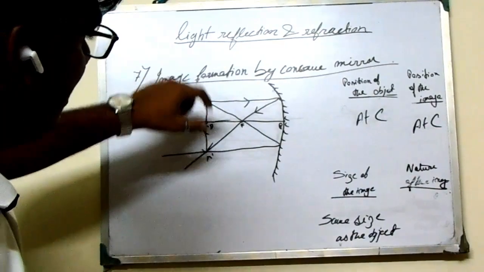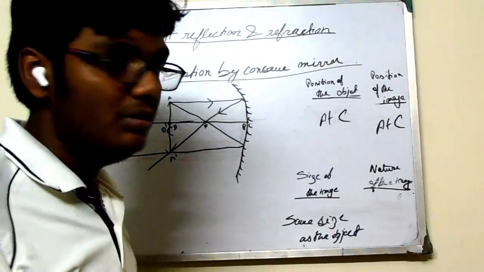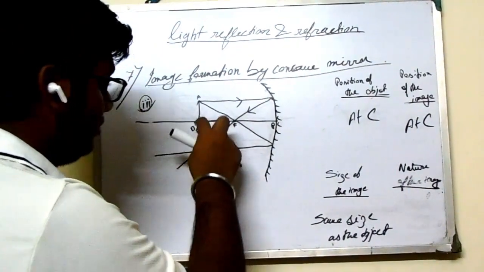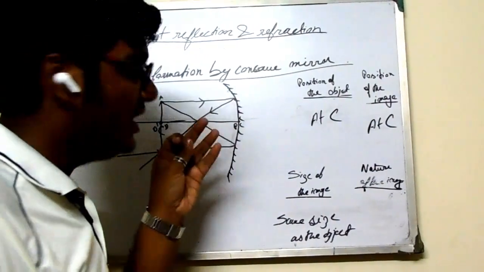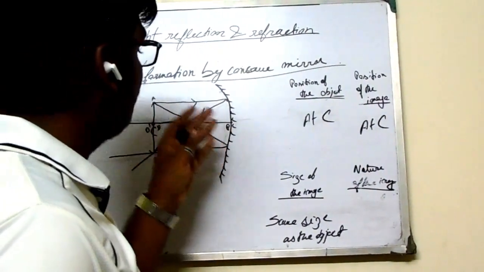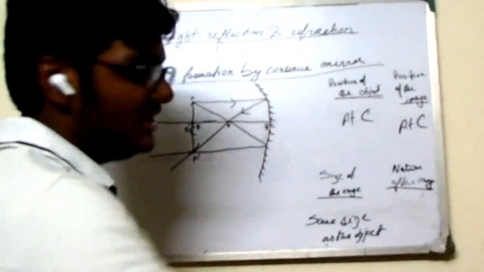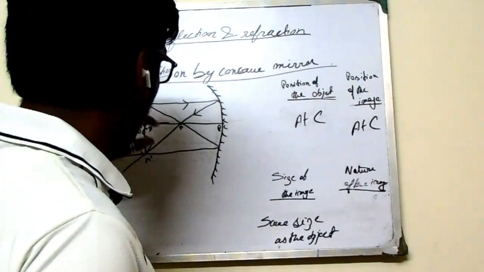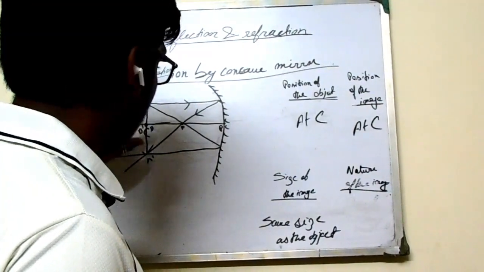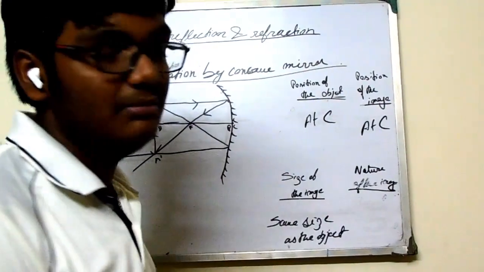Same size as the object. As I have not used a ruler, the image is slightly bigger than the object. If I use the ruler, then all these lines are straight and the diagram would be more perfect. So then in the result, both the object and image would be the same size.